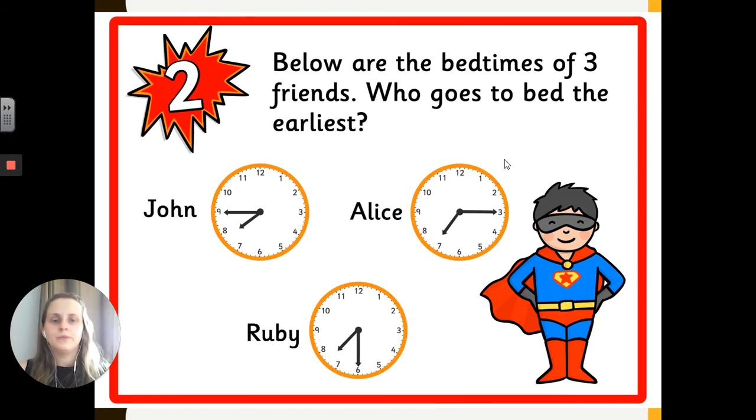So question 2, below are the bedtimes of 3 friends. Who goes to bed the earliest? Now, you've got Alice, John and Ruby. Now, I'm not going to read the times to you because you need to work that out for yourself. So have a look, pause now and have a look at these different clocks and see which time you think is the earliest.